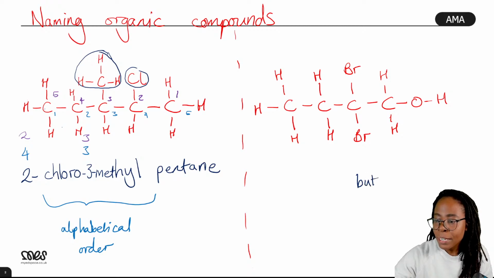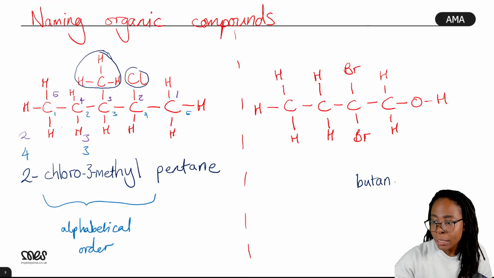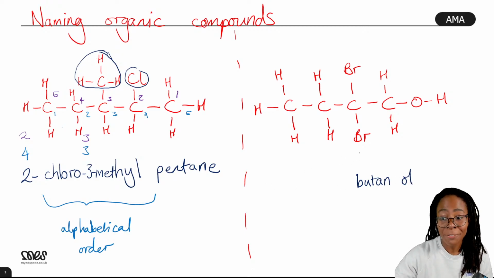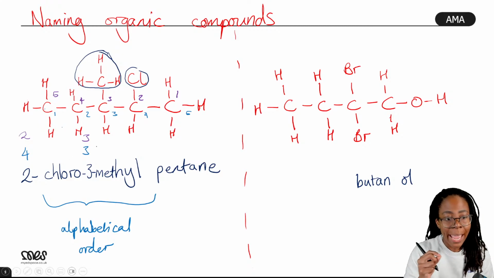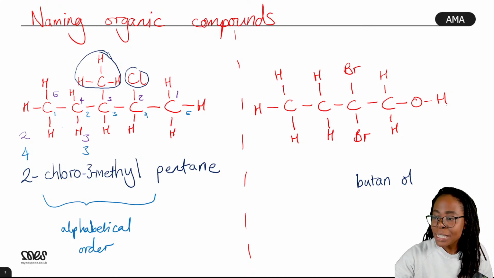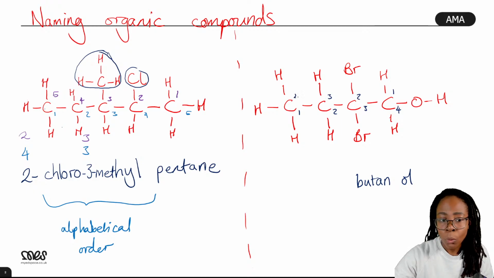Now, because we have this OH, instead of it just being called butane, instead it's going to be butanol. Okay, notice I've left a gap between the N and the O for a reason. The reason I've left that gap is because just like before, we need to position any group that we have. Now this alcohol group, this OH, we can decide, is that alcohol group on carbon number 4 or is that alcohol group on carbon number 1? Just like before, we want the smallest possible number. So this would be butan-1-ol. Okay.